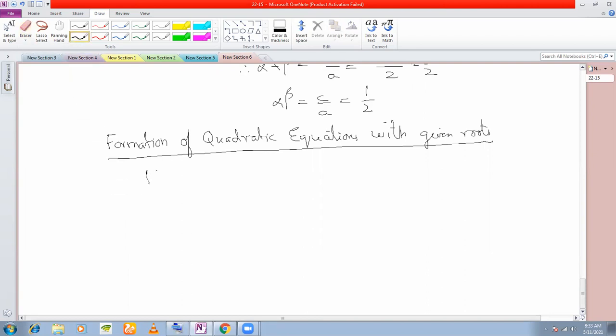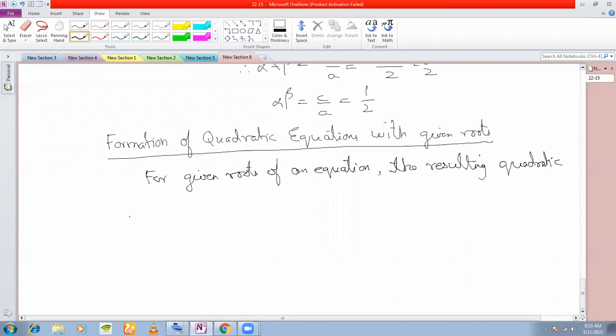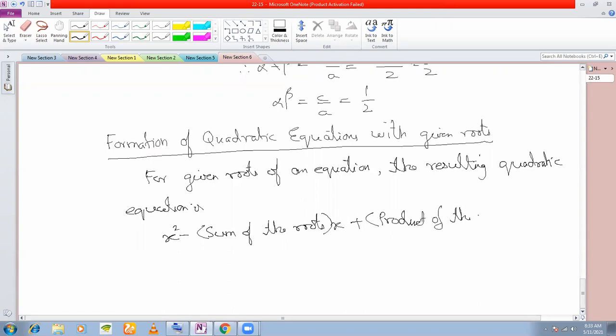Okay. So in this case, for given roots of an equation, the resulting quadratic equation is x square minus sum of the roots into x plus product of the roots equal to 0. This will be a quadratic.